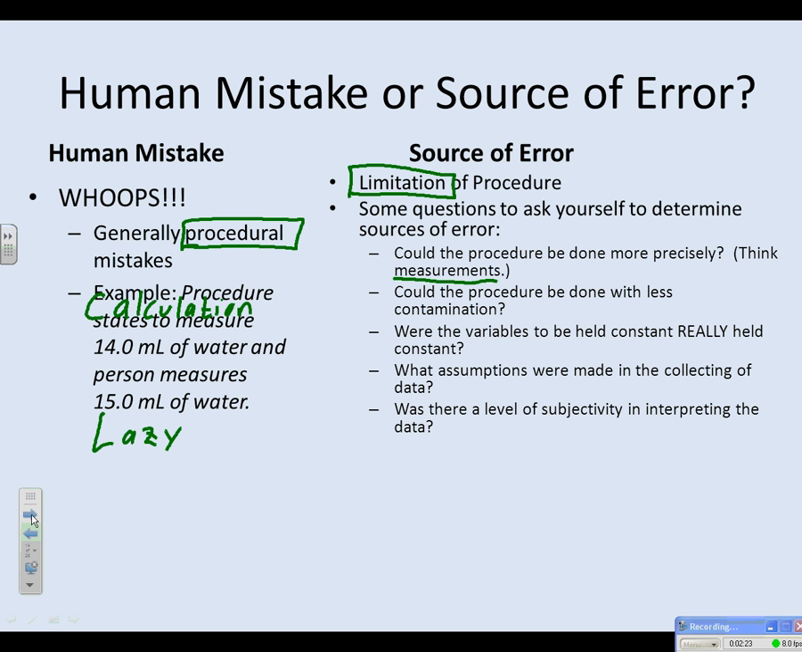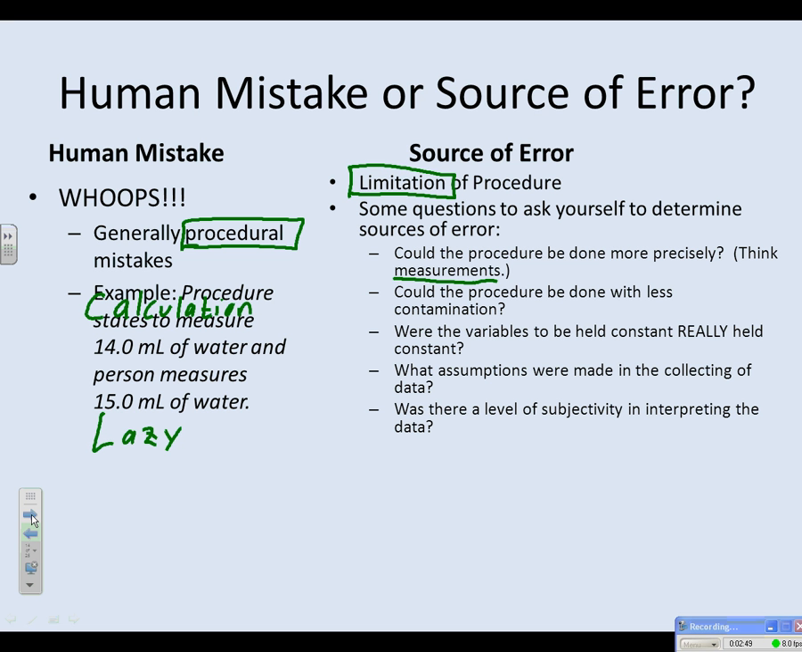What assumptions would be made in collecting data? That's a kind of a difficult one. And is there a level of subjectivity in interpreting the data? Which means in your mind you really thought something was going to be a certain way. Somebody told you in the last class that this is what theirs turned out to be, so you wanted yours to turn out to be that way as well. So you were subjective to your results. You didn't actually interpret them right. That's still a source of error. You really can't control your mind and what goes in and what goes out.